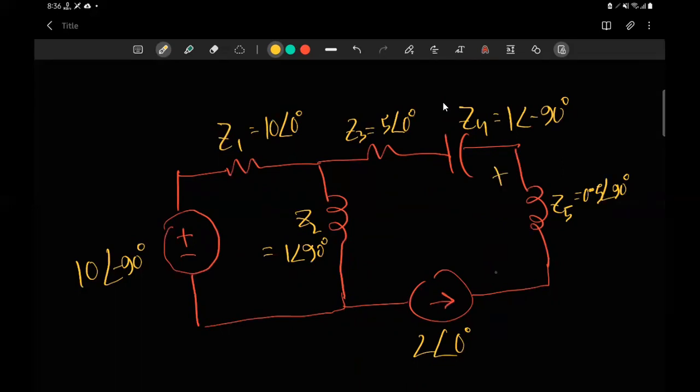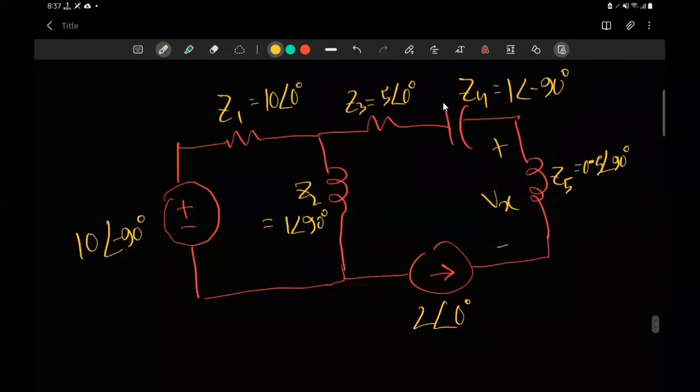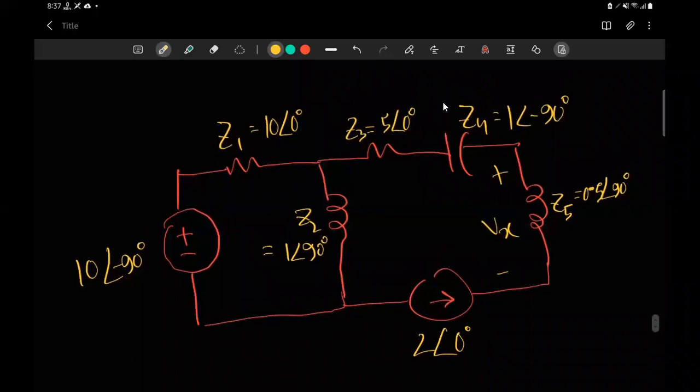And don't forget, we were asked to find the voltage of this. You can also give names to your voltages and currents as well. Now what we want to do is look at this problem: if you didn't have any complex numbers, how would you solve this? Basically, forget that you have complex numbers here at all.